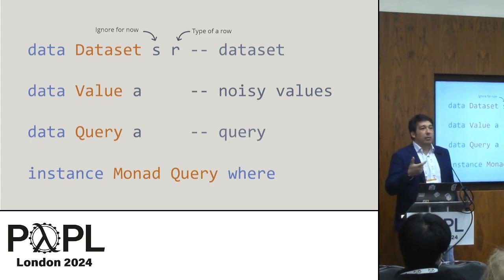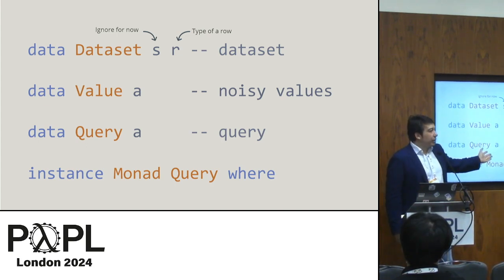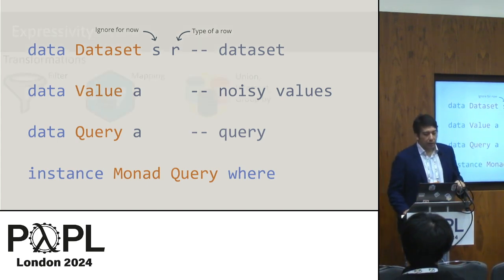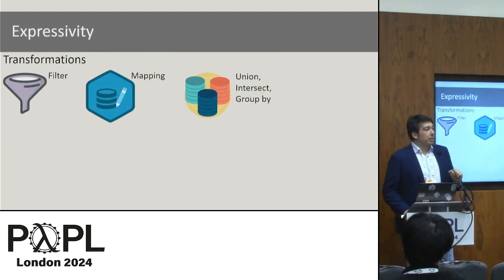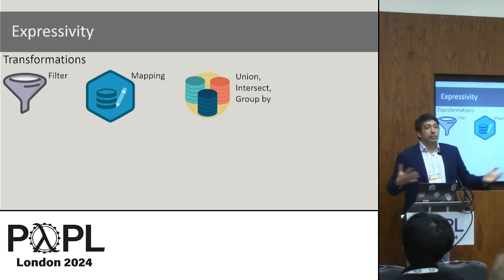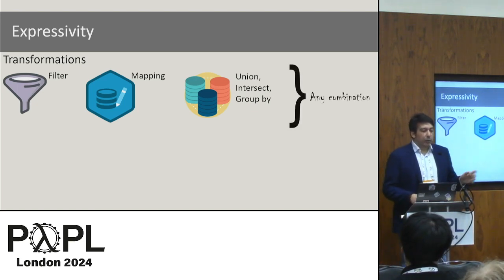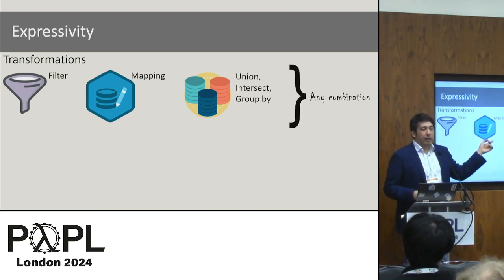So values where noise has been injected. And then we have queries, which have a monad structure. It means it's a collection of instructions. In DPella, we have 2 kinds of instructions. One is called transformations. It takes a dataset and returns a dataset. You can filter it. You can map a function over a row. You can union, intersect, group by, and so on. So DPella supports those transformations and any combination of them.